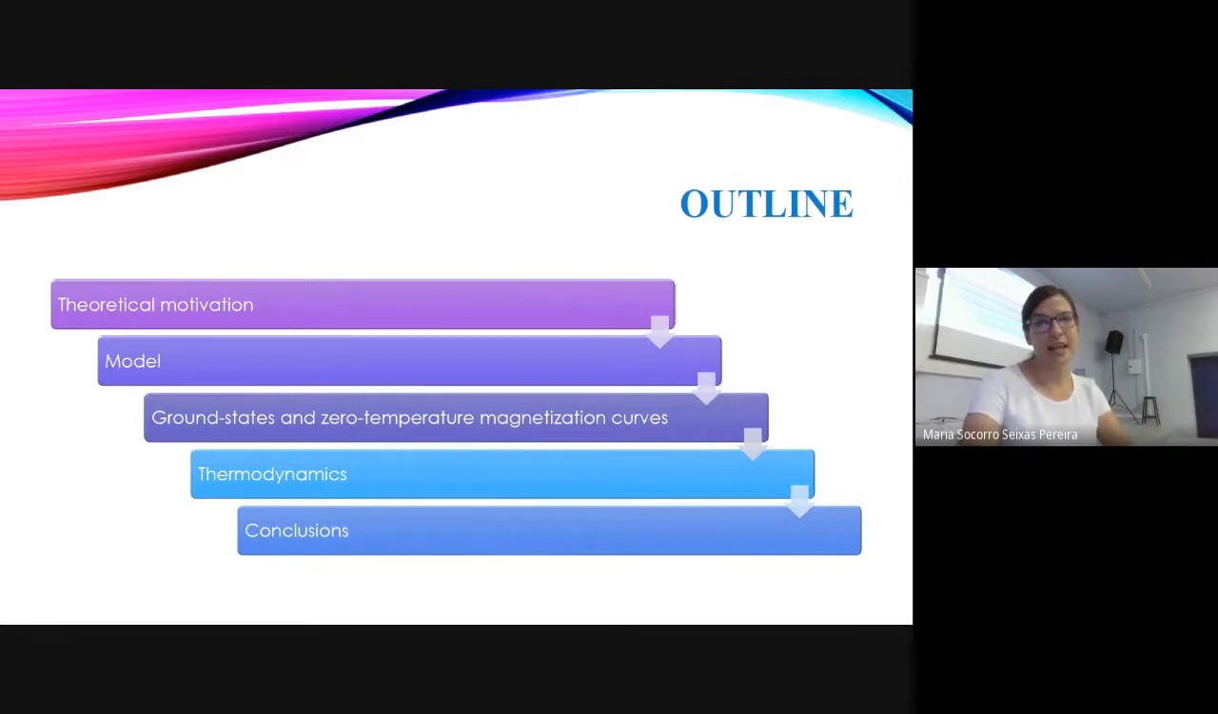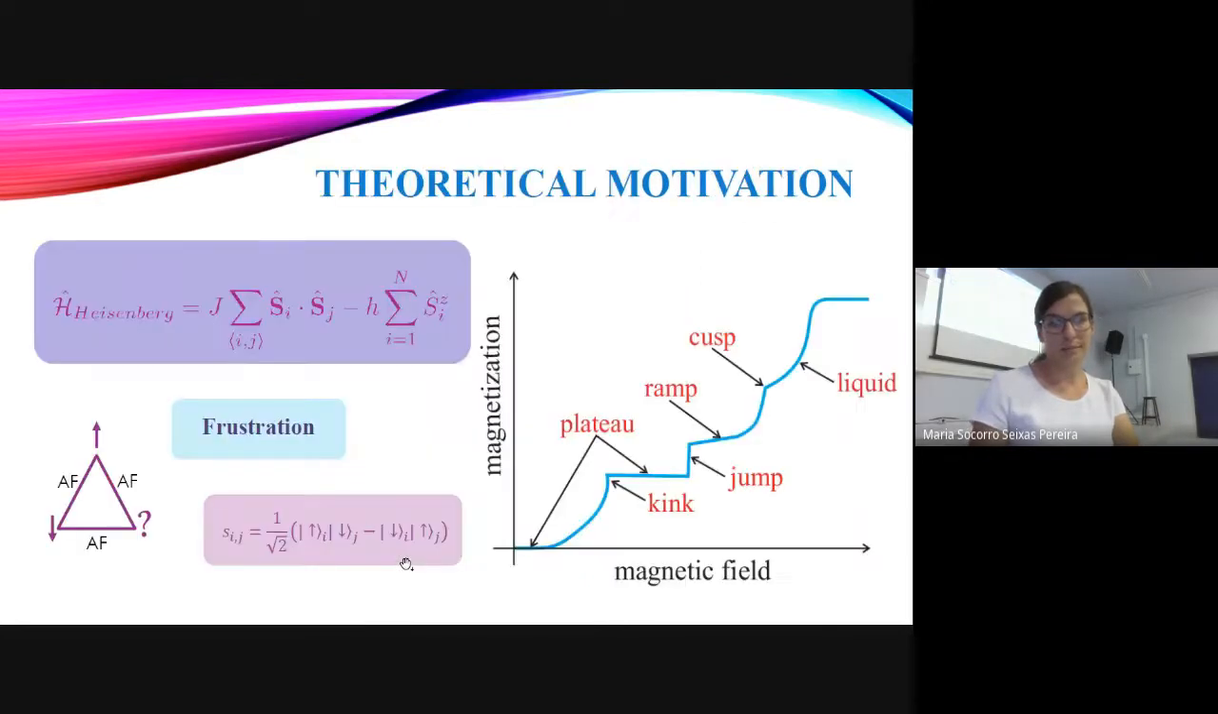And here is the outline of my presentation. After a brief theoretical motivation, I will introduce the studied model. Then I will present the ground state phase diagram, as well as results for magnetization curves at zero temperature, as well as non-zero temperature, and thermodynamics as well. And at the end of my presentation, some conclusions and future outlooks will be offered.